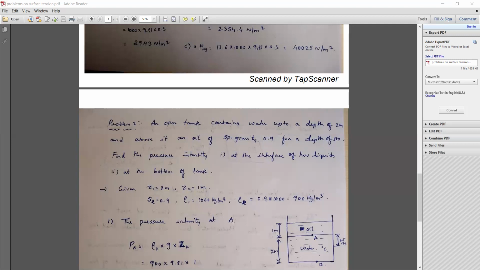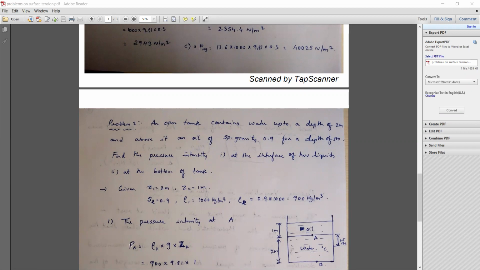So the pressure intensity at A is PA equal to... What happens at this point is that only the weight of the oil is falling on it. Water is below that point, so the weight of water doesn't fall on this. We need to take only the fluid above the point where we need to measure. Above A we have only oil, so that only we have to consider.